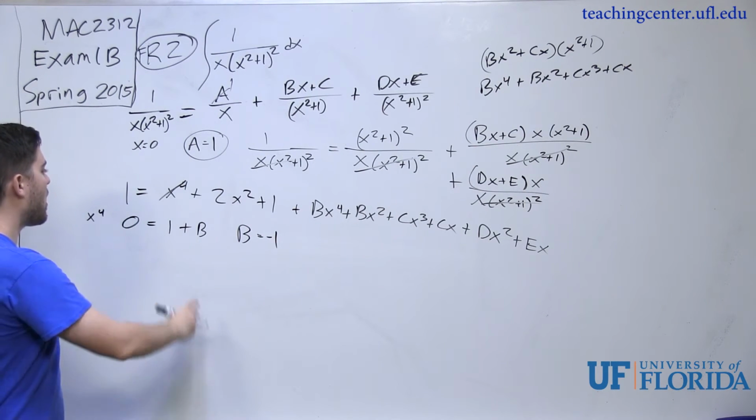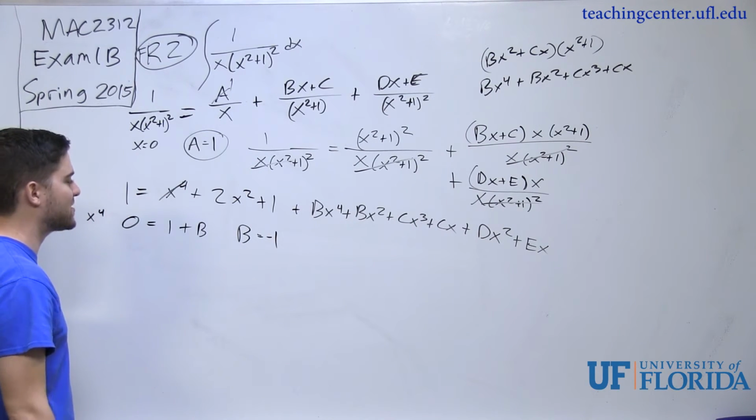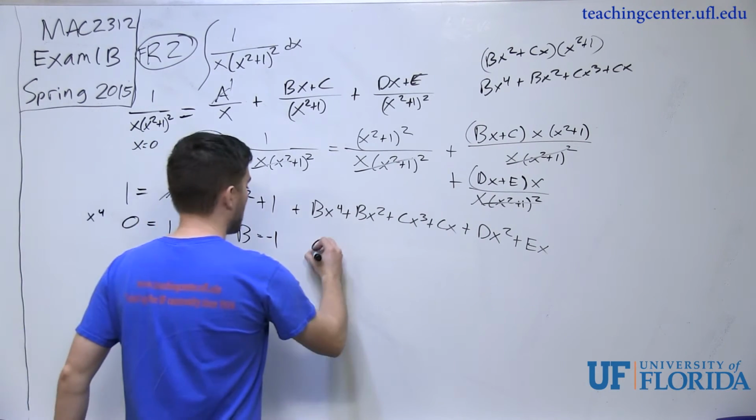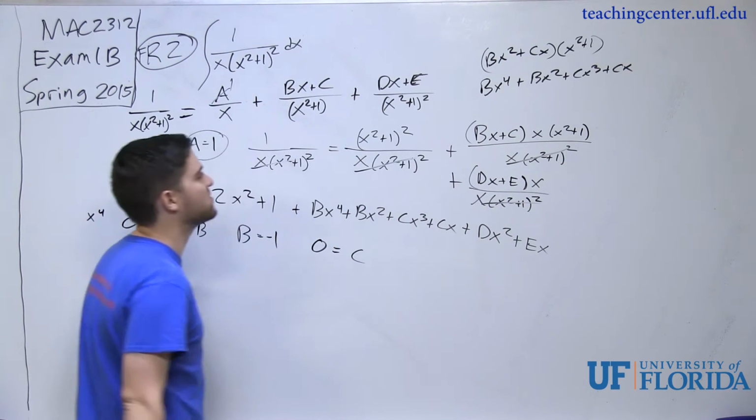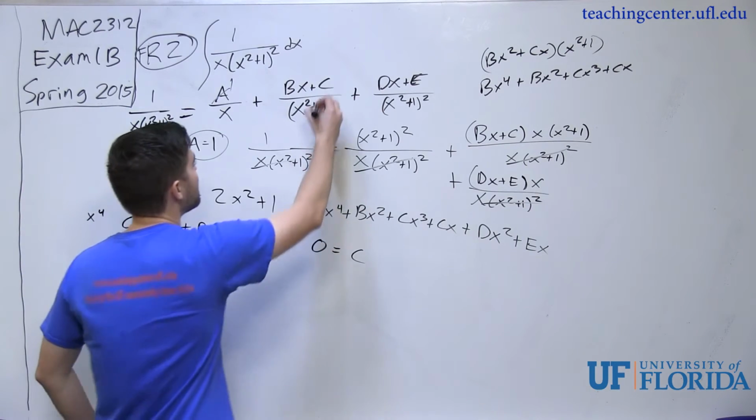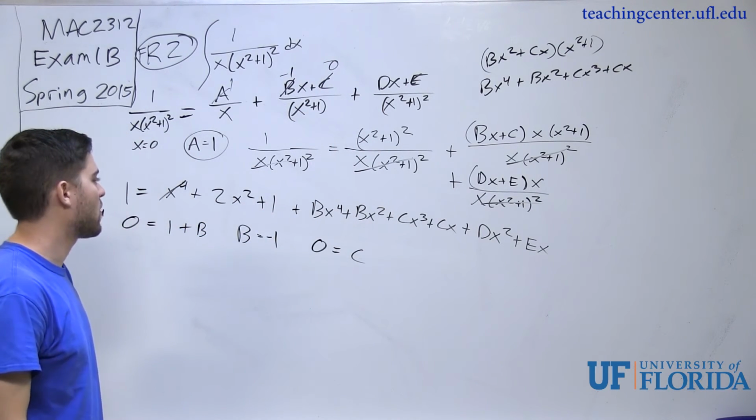Okay? I have an x cubed term, and c is the only x cubed term I see. So if there's no term over here, and I set it equal to c, c is just equal to 0. So that tells me that c is 0, b is -1. So we've gotten that so far.